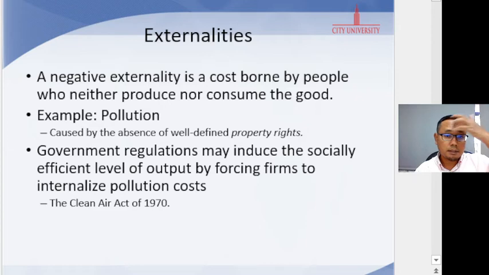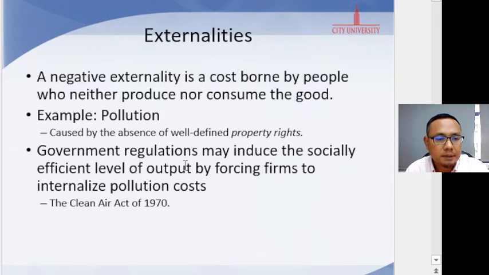Unfortunately, some production processes create costs for people who are not part of the production or consumption process for the good. These external costs are called negative externalities. A negative externality is a cost borne by people who neither produce nor consume the good.